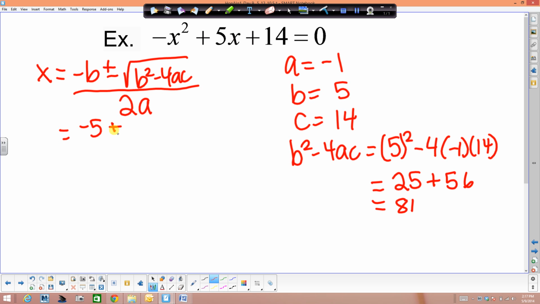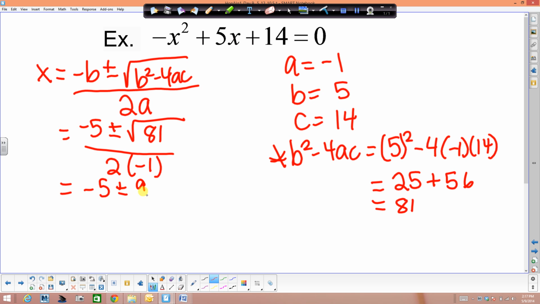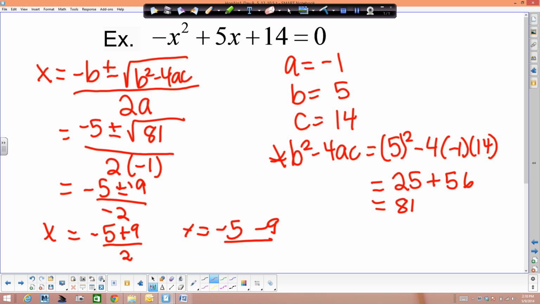And then we've got plus or minus the square root. Remember, we already did b squared minus 4ac right here, which will be 81 all over 2 times negative 1. Then you know the square root of 81 is 9. So we've got negative 5 plus or minus 9 all over negative 2. So that gives us the two answers, x equals negative 5 plus 9 over 2, and that's from this plus or minus, or x equals negative 5 minus 9 over 2.